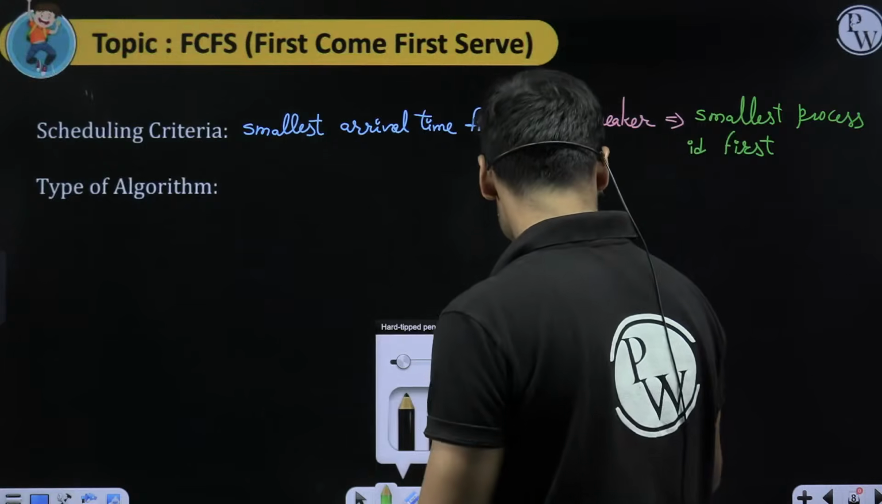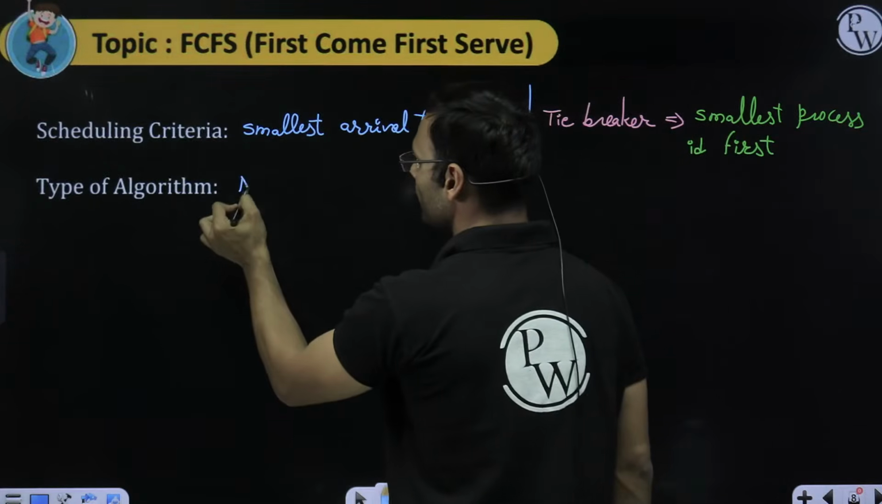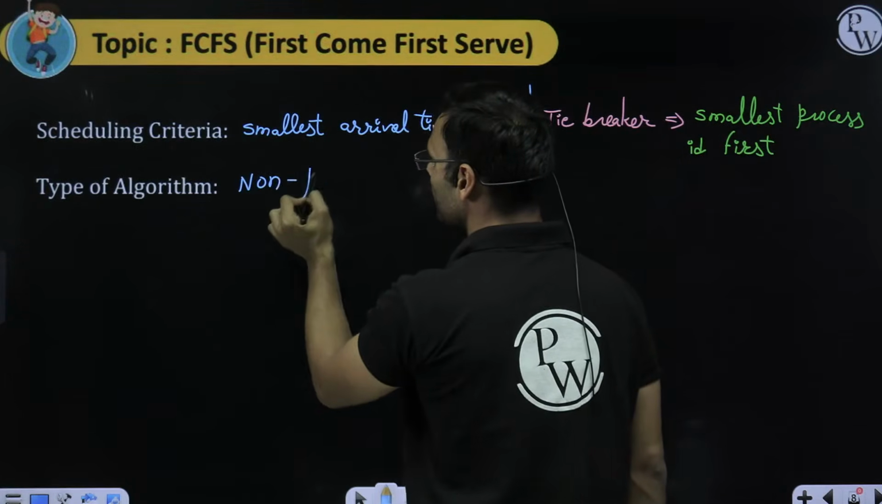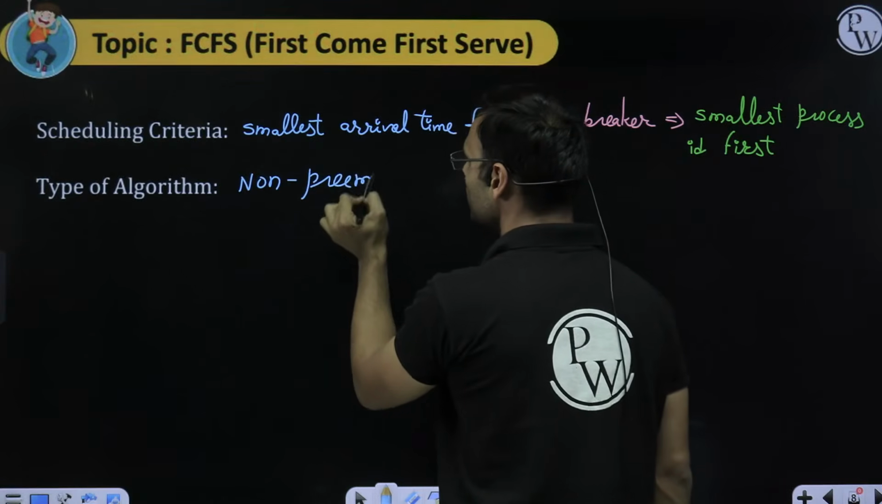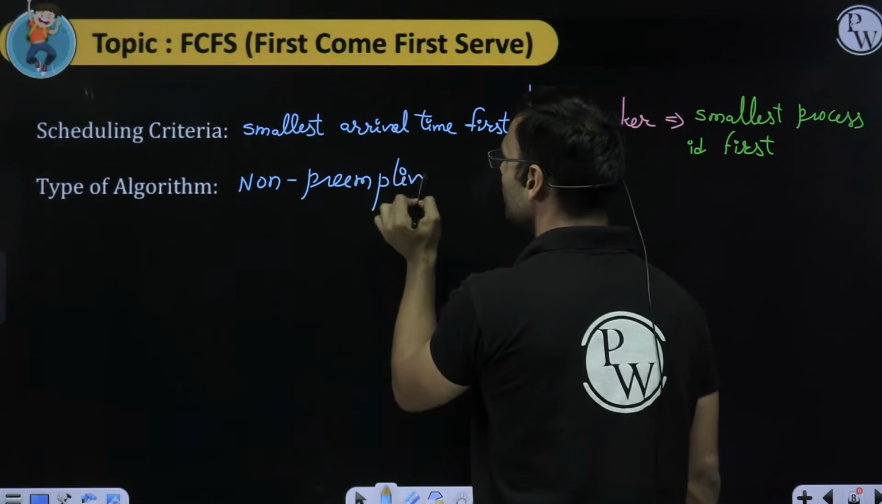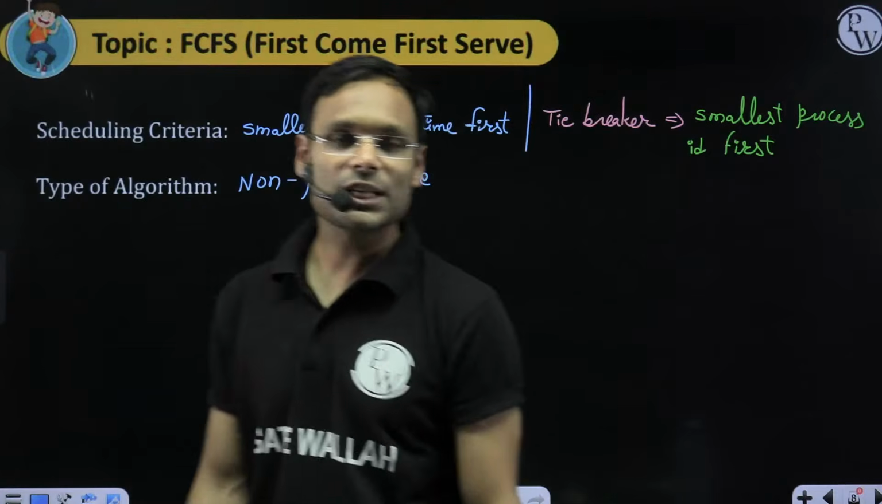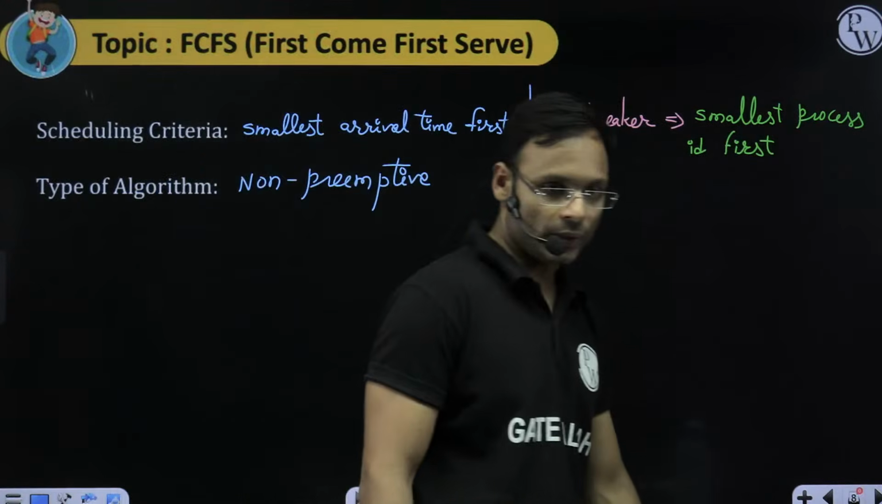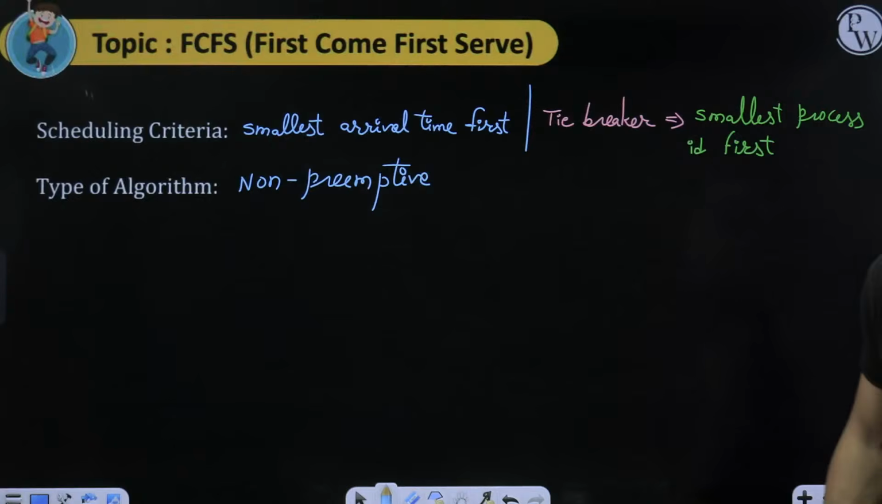What is the type of this algorithm? Non-preemptive. Once a particular process goes for execution, the process will not leave the CPU unless the process wants to. Okay, fine.